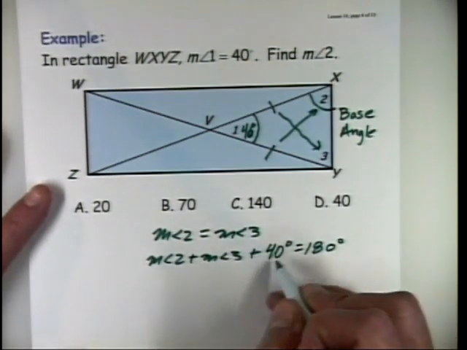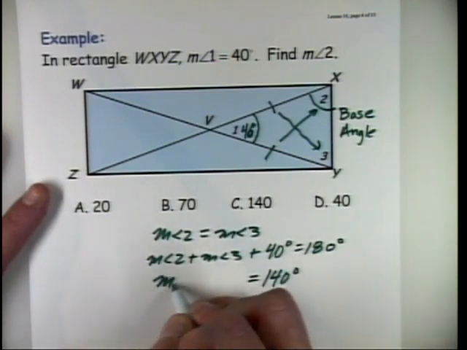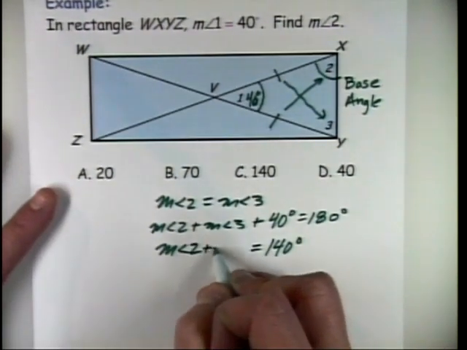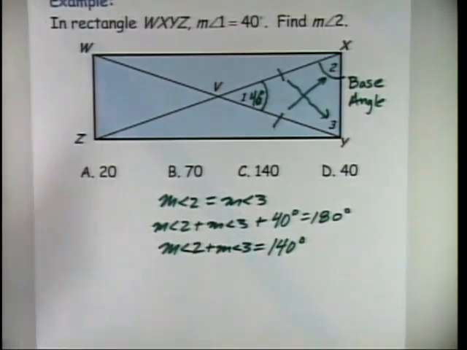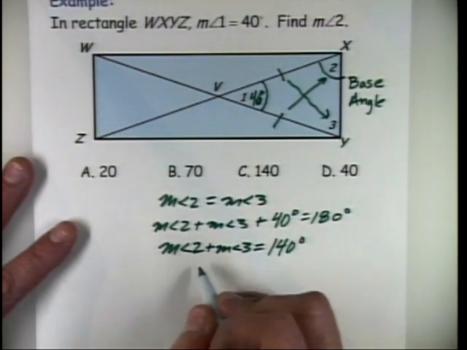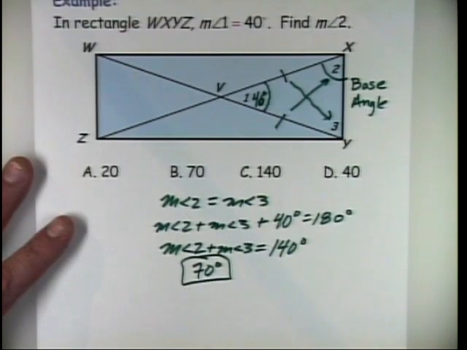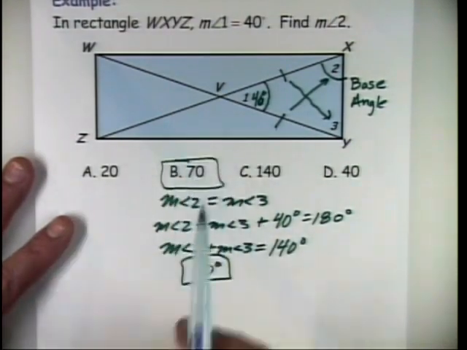Well, if I subtract 40 from both sides, that leaves 140 for the sum of my two angles, angle 2 and angle 3. But they have to be equal to each other, right? So if these are the exact same size, then they're each half of 140, or they're both 70 degrees. So 70 degrees is the answer, and that's choice B right there.